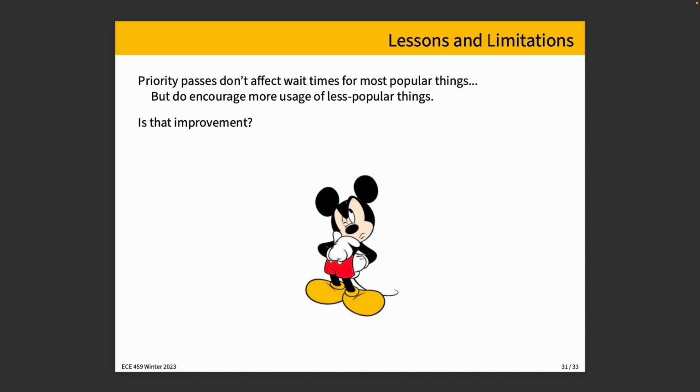So yeah, lessons and limitations. So what can we sort of learn from this? Priority passes don't realistically affect the wait times for the most popular things. Those don't change by a very meaningful amount if we introduce them, but it does encourage more usage of less popular things. Is that an improvement? I see the mouse is thinking about it. I mean, what argument would you make? Is it improvement or not?